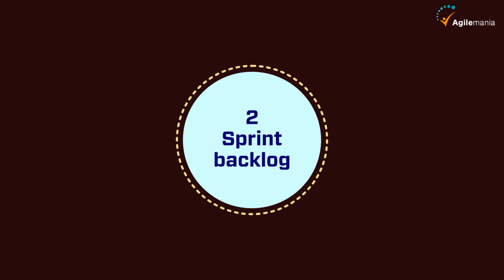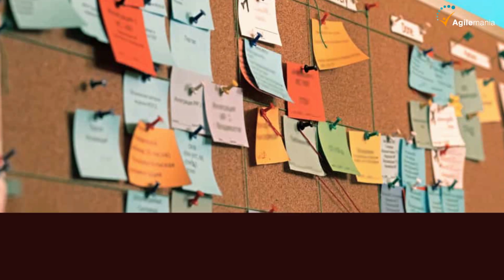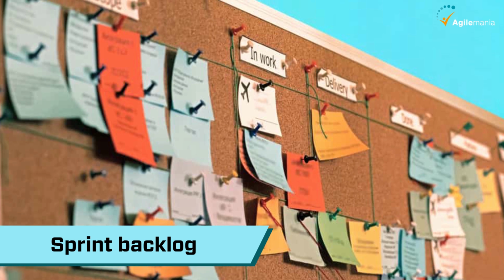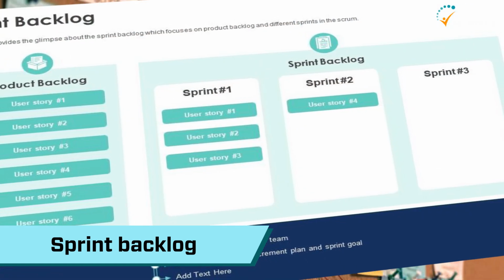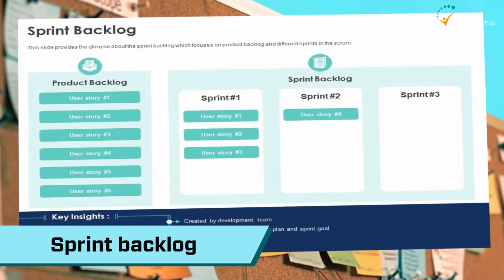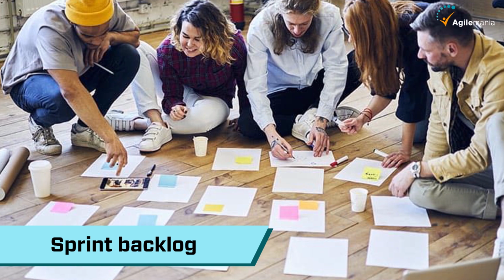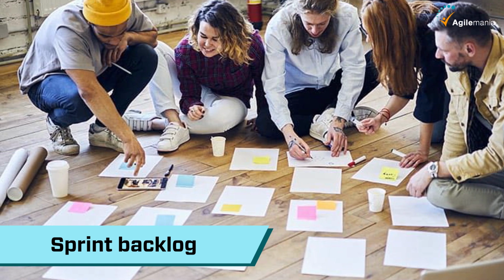The next tool is a Sprint Backlog. A Sprint Backlog is a detailed list of tasks that you need to complete in each iteration. A task is a small and specific unit of work that contributes to a feature. A Sprint Backlog helps you to break down the features into manageable chunks and assign them to your team members.